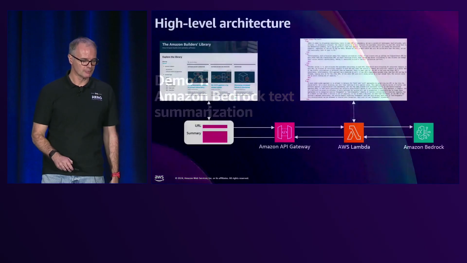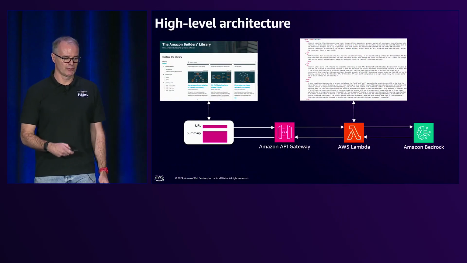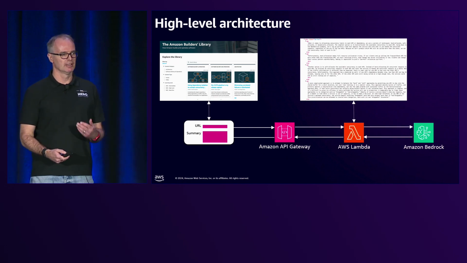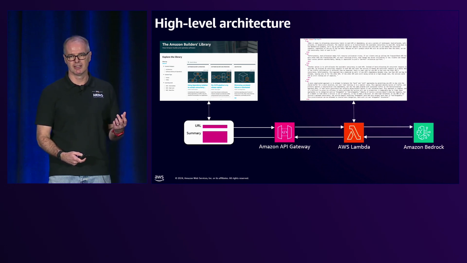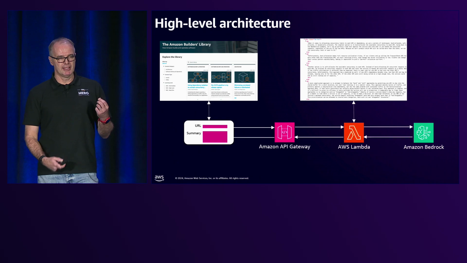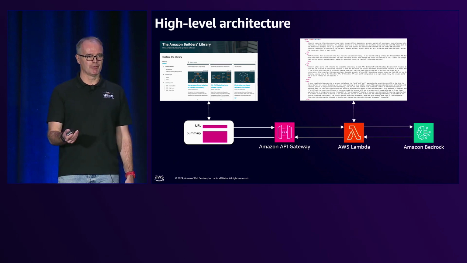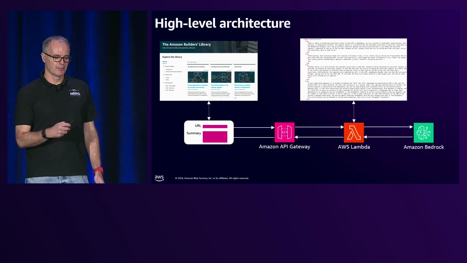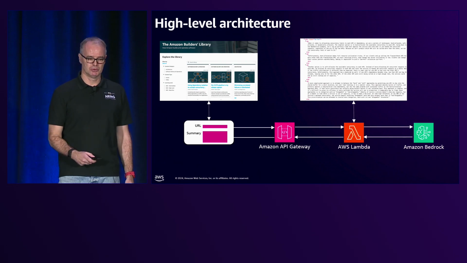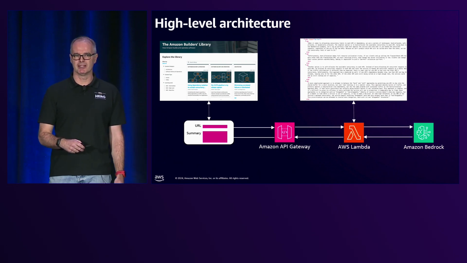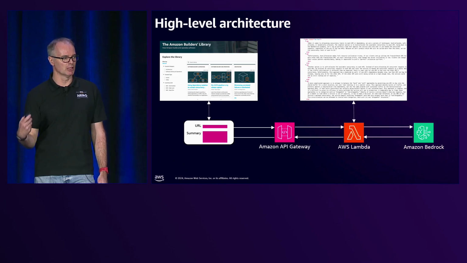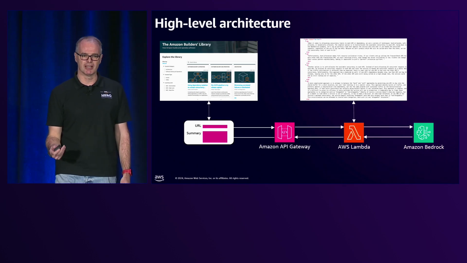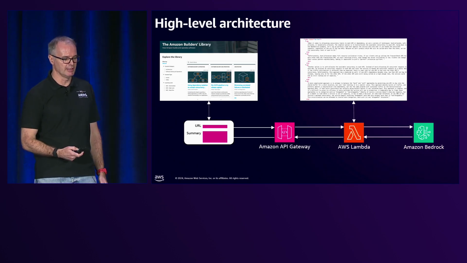So in this case, I set myself a goal of trying to build a front end and a back end. The front end, a web page that takes in a URL from an article from the Amazon Builders' Library, posts that URL to an API. That API then calls out to a Lambda function that goes and scrapes that data, throws it into a foundation model hosted by Bedrock, summarizes it, and then returns it back to be rendered on the front end.